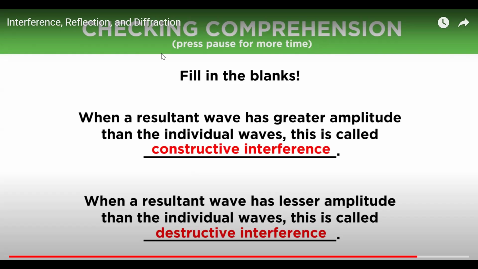So a resultant wave has a greater amplitude, which means that it is made from two waves which have the same phase difference. So it's constructive interference. But when a resultant wave has a lesser amplitude than the individual waves, that is destructive interference, because that is 0. Is it clear?